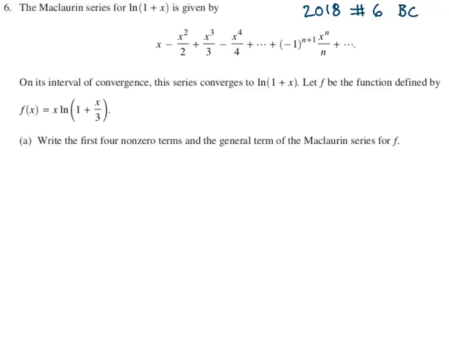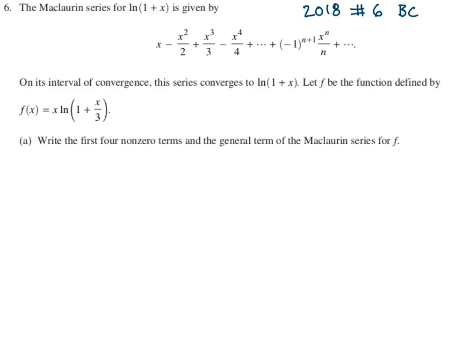In this video, we'll be talking about the 2018 number 6 BC question, the Taylor-Maclaurin question for it. They give us a Maclaurin series for natural log of 1 plus x. So they gave that to us, which was nice of them. On its interval of convergence, this series converges to the natural log of 1 plus x. Let f be the function defined by f of x equals x multiplied by natural log of 1 plus x over 3. So they're pretty close, just a couple little tweaks we'll have to make.